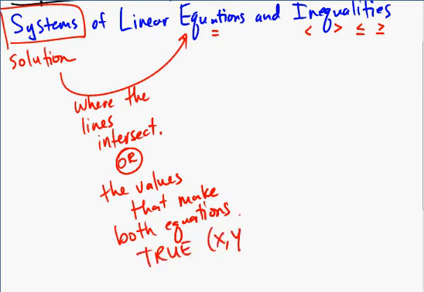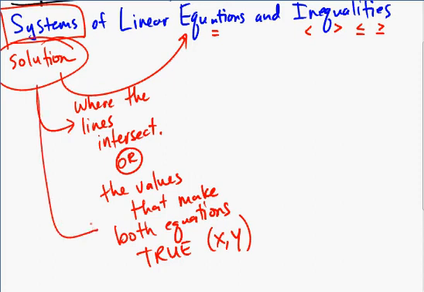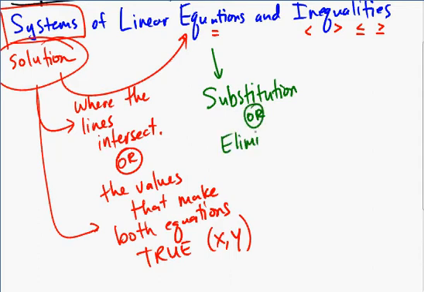Generally, x and y. Okay? So, systems of equations, we have to solve them, find the solution. That's where the lines intersect if we were to graph them, or the values of x and y that make both equations true. Generally, when we're solving systems of equations, we use either the substitution method or the elimination method.